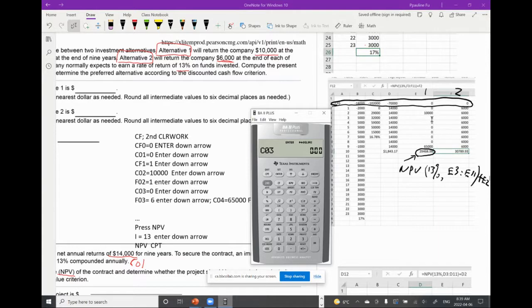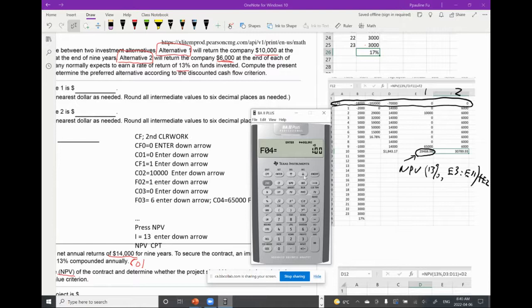Next, it is 0. So type in 0, enter, down arrow key. Frequency for 0: 1, 2, 3, 4, 5, 6. Okay, it is 6. So 6, enter, down arrow key. Next, C04, 65,000, enter, down arrow key. Frequency for this number is 1, enter. Okay, so you finished data entry.